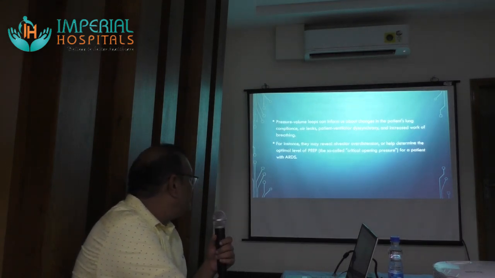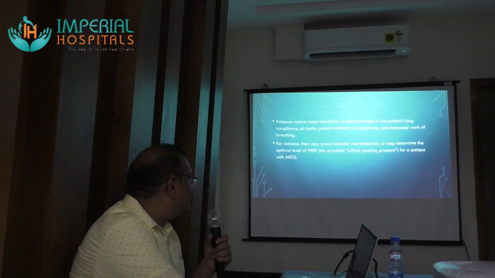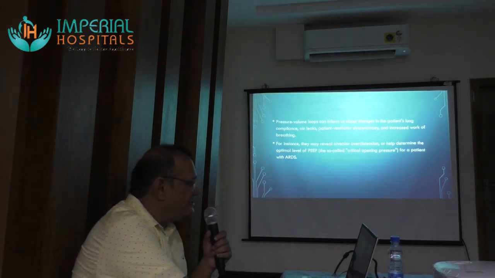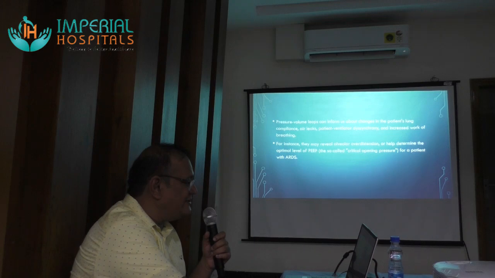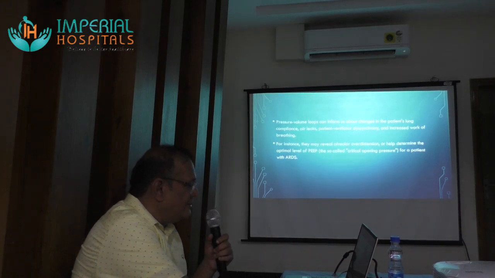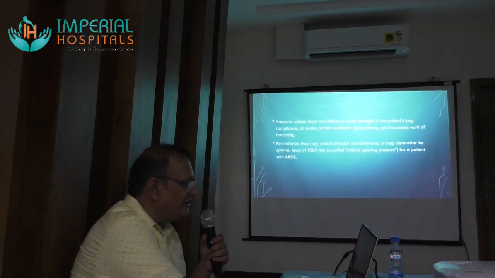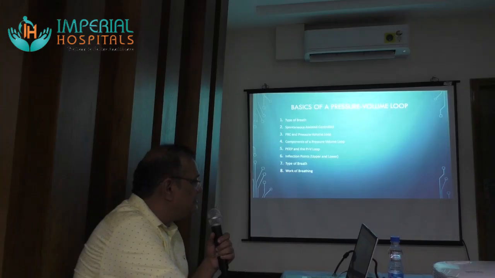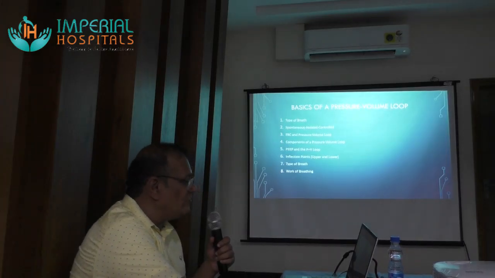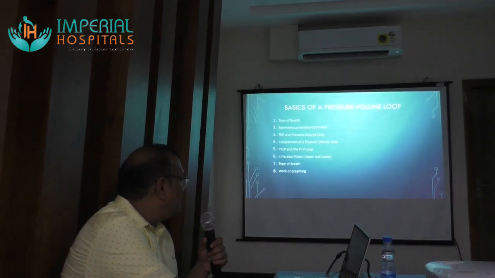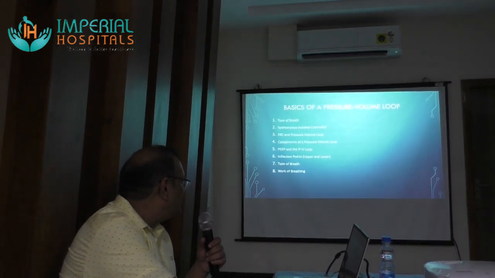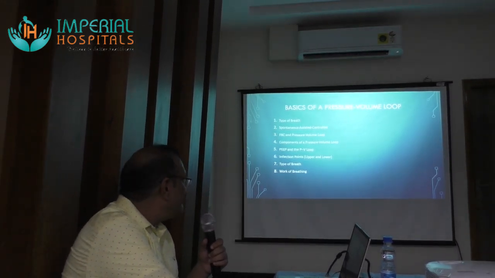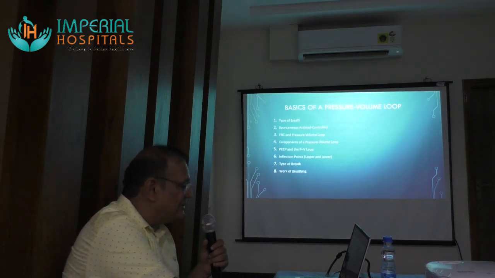So what do pressure volume loops inform us about? They inform about changes in the patient's lung compliance, presence of air leaks, patient ventilator dyssynchrony, and increased work of breathing. They may reveal alveolar overdistension, and they can also help in calculating optimal PEEP for the patient. So these are the basics you should know about the pressure volume loop: the types of breath, differences between spontaneous, assisted, and controlled breaths, functional residual capacity, and pressure volume loop components. We'll go into these as we discuss them.